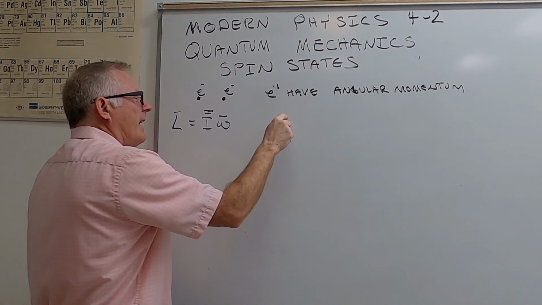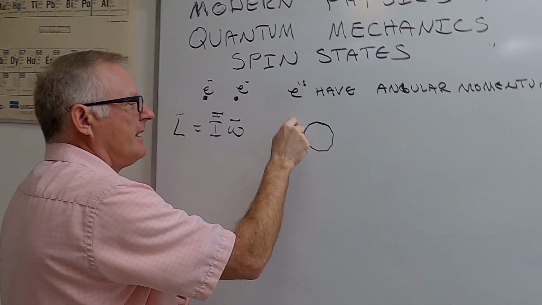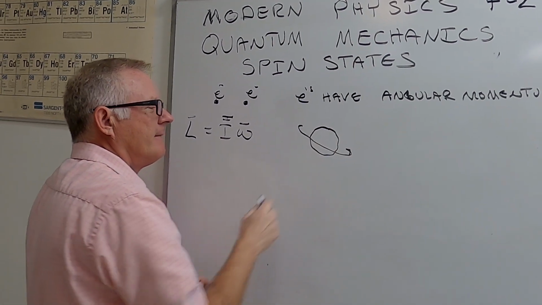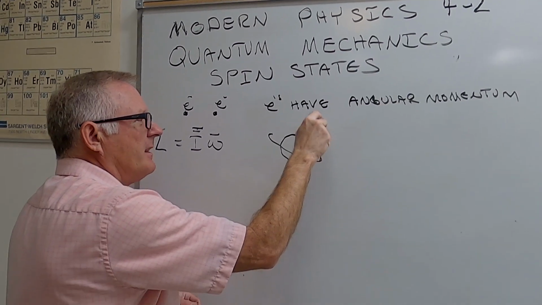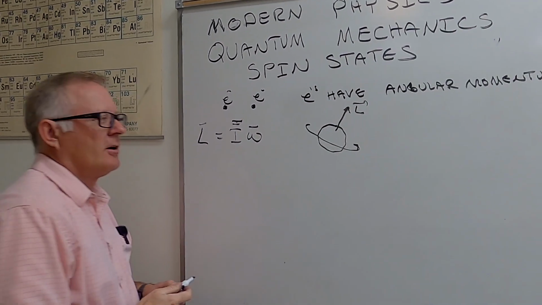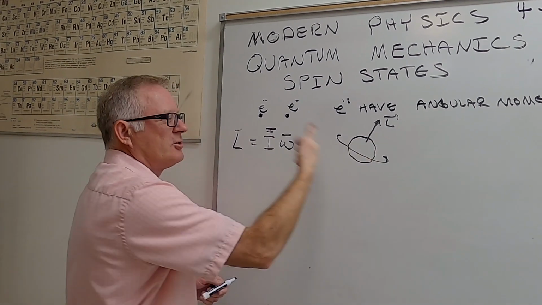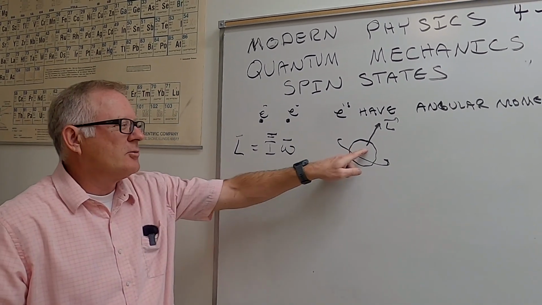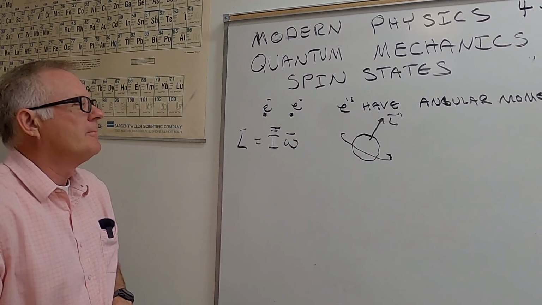Okay, but what do we have? We have some sort of, I don't know, let's just say this is the electron and it's spinning right there. And the angular momentum would be off in that direction. Remember, you just use the right-hand rule as you're spinning around. So this would be the angular momentum, and you'd put the I in for a sphere.